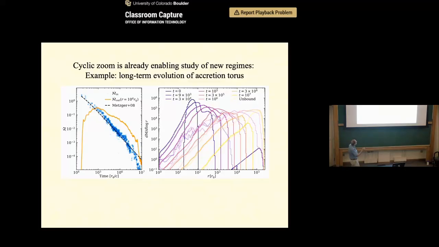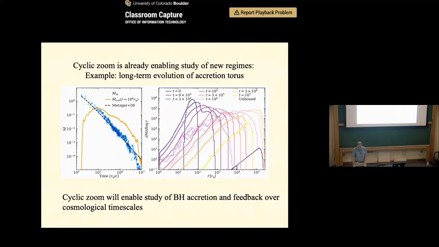And again, we can begin to look at the radial profiles of the density, starting off with the torus. It's all located in a particular radius in this torus, this donut, and then it spreads out. There are analytic predictions for how this spreading should occur, so we're able to compare directly against those analytic solutions for the viscous spreading of a torus of plasma in GRMHD. Again, this is a regime that I don't think you could reach without cyclic zoom, and so it's been quite interesting for us, and I think it's going to enable more studies of black hole feedback and accretion on cosmological timescales.